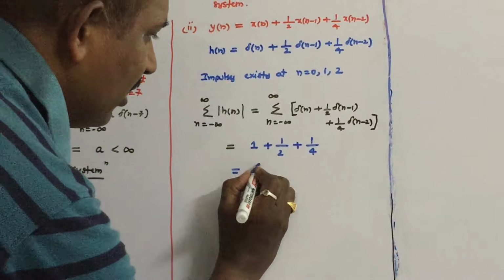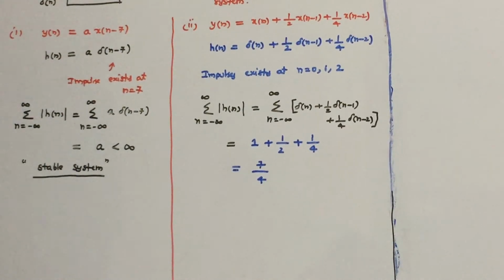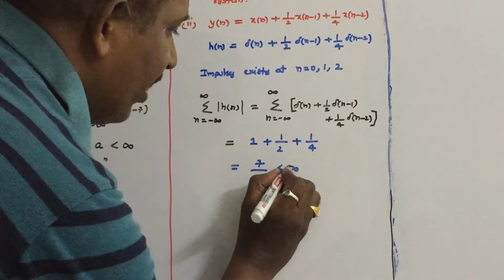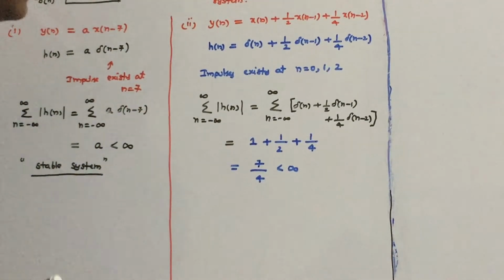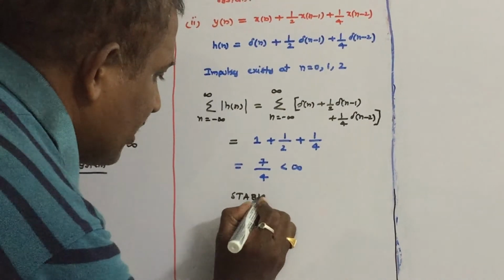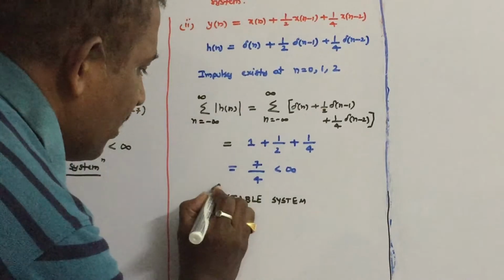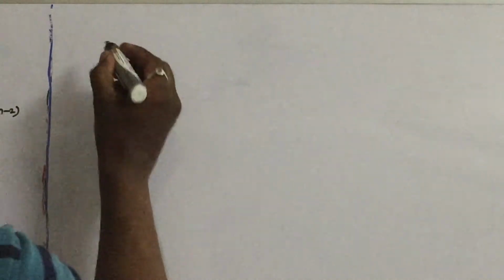So therefore what is the answer? 7 by 4, which is less than infinity. So what kind of system is this? This is said to be a stable system, since the impulse response satisfies the stability condition.